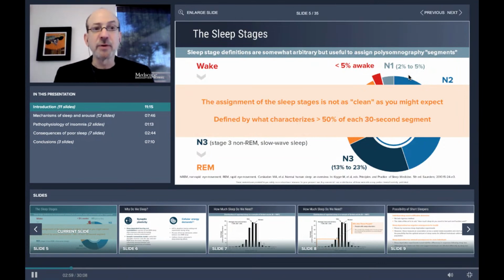The night is broken up into 30-second chunks for scoring purposes, and the state that defines greater than 50% of each 30-second chunk is what is assigned to that chunk. So you can have like 15 and a half seconds of N2 characteristics, and then just under 15 seconds of wake, and we call it N2.